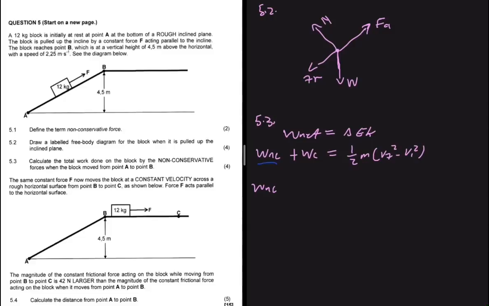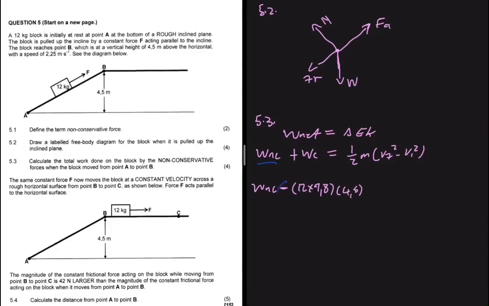Since we don't have the length of AB, we're going to use the height instead. Because gravity pulls the object down as it is moving up, we put a minus sign there. So we have the force due to gravity, that is the mass multiplied by gravity, the weight, and then multiplied by delta x, the height. The height is 4.5.